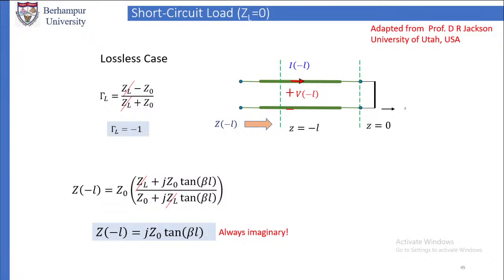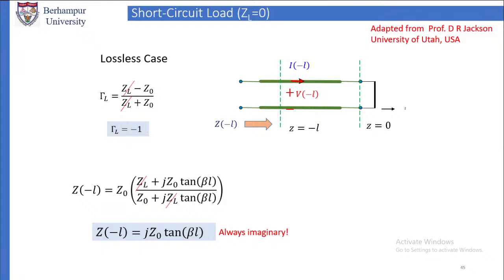So since ZL is equal to 0, now what will be gamma L? Gamma L expression we know. Gamma L is equal to ZL minus Z0 by ZL plus Z0. Put ZL is equal to 0, so ZL cancels out from the numerator and denominator, making them 0. So gamma L will be minus Z0 by Z0, which is equal to minus 1. So if the load is short circuited and we are considering the lossless case, in that case gamma L is equal to minus 1.